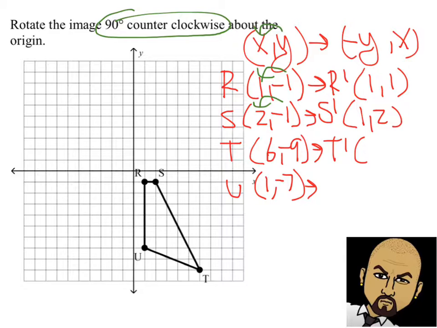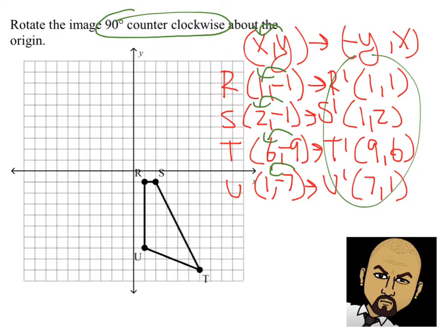T prime, again, we are going counterclockwise, so the -9 is going to jump over and become positive, and the 6 is going to slide right over. Again, as you can tell, they're switching places, but one of them is becoming the opposite. The one that jumps over, in this case -7, is going to become positive, and we end up with the ordered pair (7, 1) for vertex U prime.